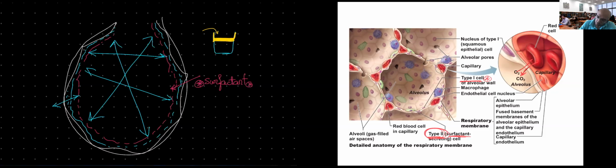So looking on here, you add a detergent. What the detergent will do is reduce the surface tension between the water molecules, allowing you to mix the oil with the water to make the fat more water soluble. This is the same exact concept of the surfactant. Surfactant is a detergent-like lipoprotein that will reduce the surface tension created by the water molecules inside the alveoli.